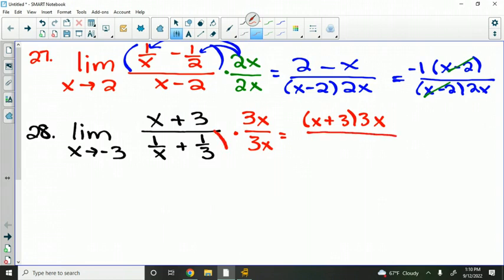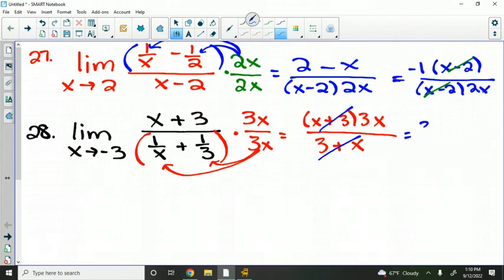For the bottom, I'm distributing that through. What's 1 over x times 3x? Plus, what's 1/3 times 3x? Is there something that cancels out? Yeah, because they're both positive, that's the same thing. So then we have 3x. Now try direct substitution. There's my limit.